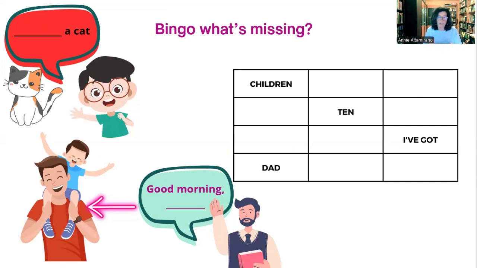Students have to mark the picture or the word that completes the sentence correctly. And as we play bingo, the first student to complete a row, a column, or a diagonal wins.